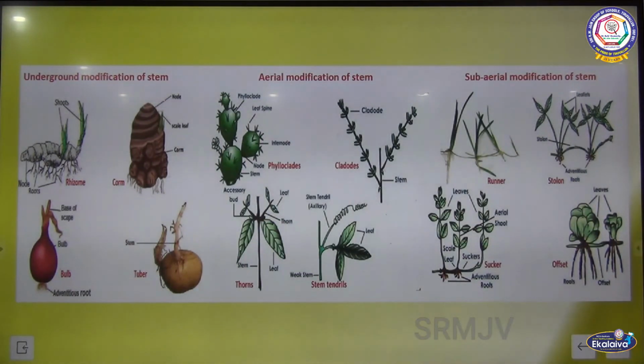And in subaerial modification, you will find runners which creep on the ground, and from the nodes of the lower base of the stem the roots arise. And the stolon is the one which has a loop, and in sucker you will find an underground stem which grows obliquely above. And the offset is a form of a runner, but you will find it in aquatic plants where the slender part of the stem runs, and then the rosette leaves arise and the cluster of roots arise at the node. So these are the modifications of the stem.